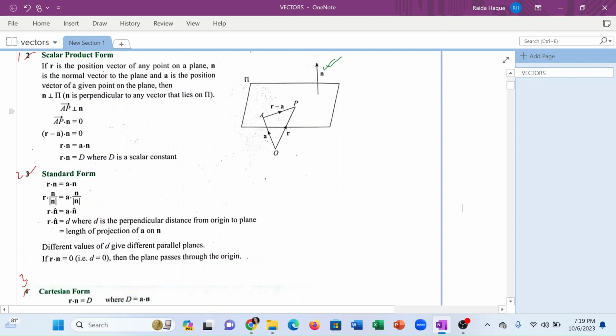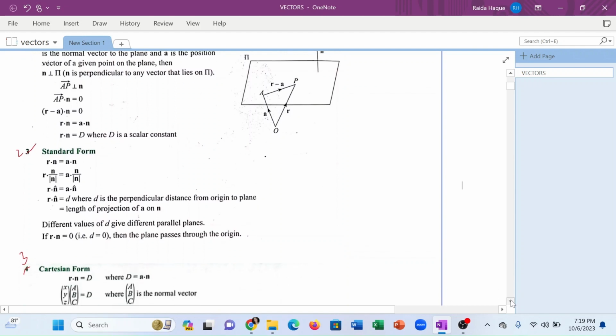So what is a projection? Projections are not in our syllabus, but knowing the basic concept about projections always helps to understand the concepts of vectors. So I will be describing them briefly at the end of this video. Okay, so different values of d give different parallel planes. If r dot n equals 0, then the plane passes through the origin. So what do they mean by different values of d give different planes?